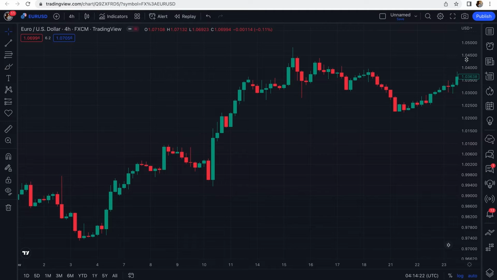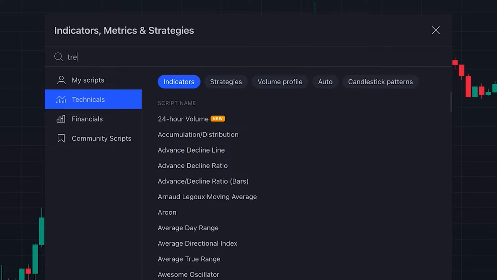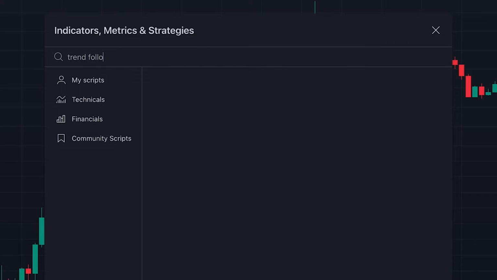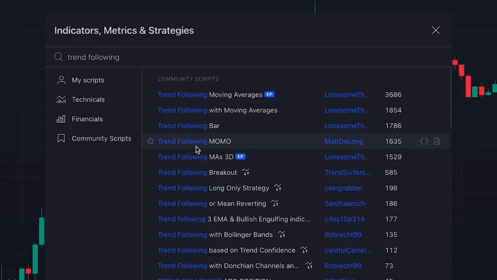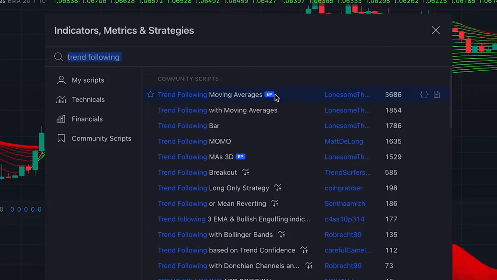In today's video, I want to show you an awesome version of the moving average indicator that I found on the TradingView platform. To add this amazing indicator to our chart, we click on indicators and search "trend following MA". This one, Trend Following MA 3D, is an editor's pick indicator written by someone named Lonesome the Blue. We also add this one, Trend Following Moving Averages, which is also an editor's pick indicator written by the same script writer.